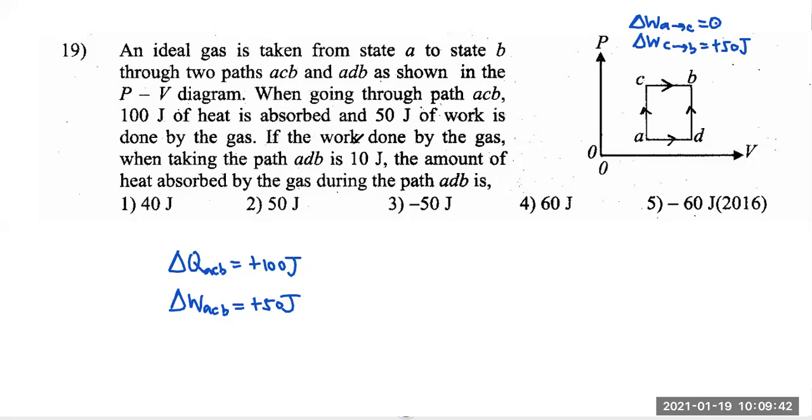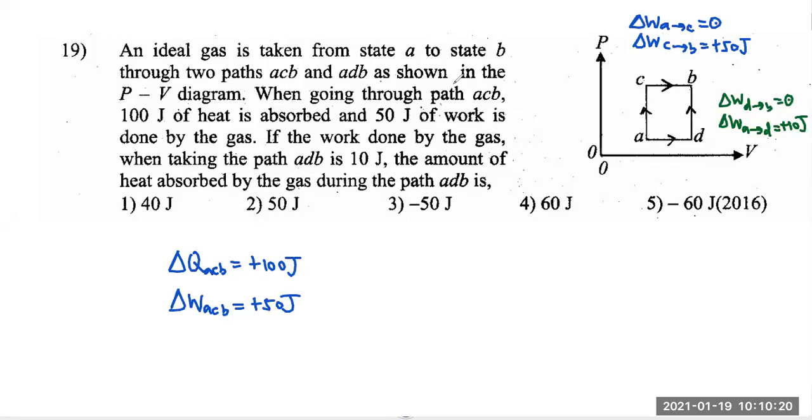If the work done by the gas when taking the path ADB is 10 joules. So when you take the path ADB, I will use a different color for that. ADB, again delta W DB is zero because of constant volume. So delta W AD must be the total work done, and that will be plus 10 joules. Obviously it's work done by the gas because you can see volume is increasing when you go from A to D. So delta W is plus 10 joules. The question asks for the amount of heat absorbed by the gas during path ADB.